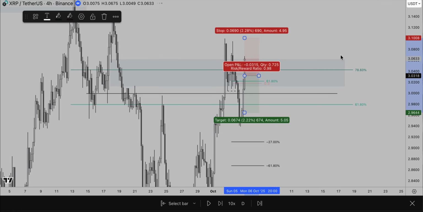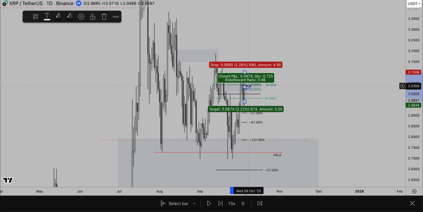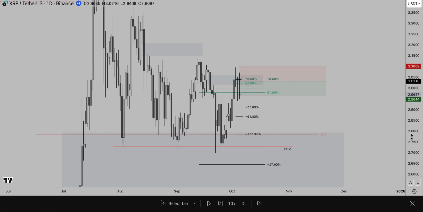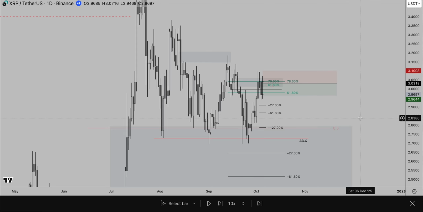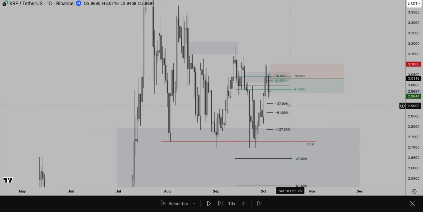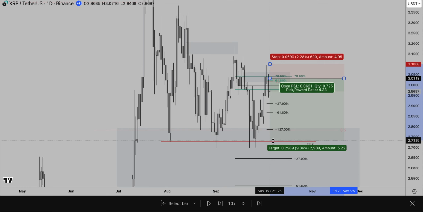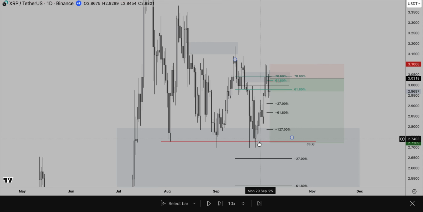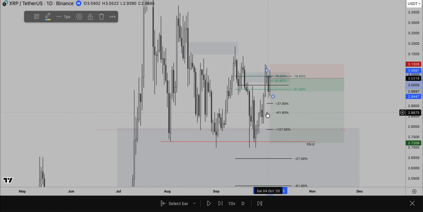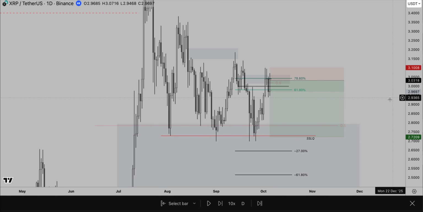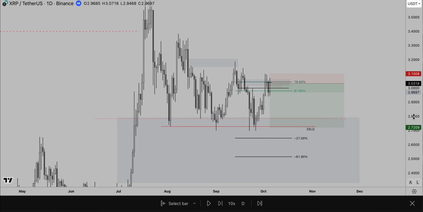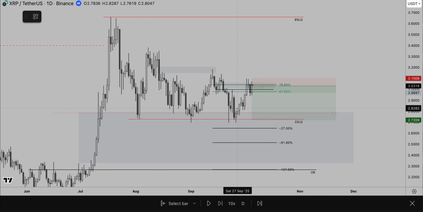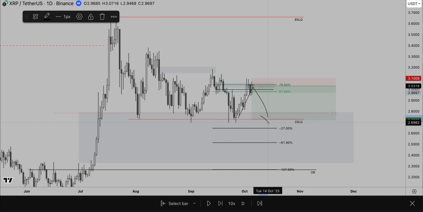Now coming back onto the daily, what you want to see now is how does price react from these levels, so you can move your stop loss to break even and then start taking partials on the way down. Now my first target would have been the lows down here, and I'm expecting this to now be a market maker sell model.